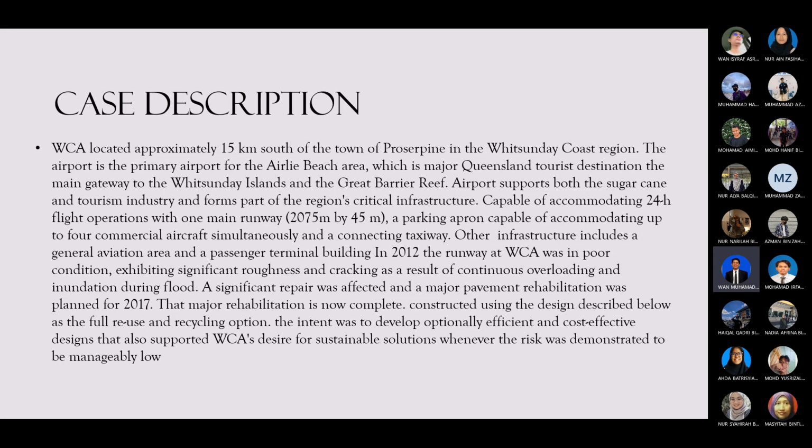A significant repair was effected and a major pavement rehabilitation was planned for 2017, and this is now complete. The construction used the design described below as the full reuse and recycling option. The intent was to develop an optimally efficient and cost-effective design that also supported WCA's desire for a sustainable solution whenever the risk was demonstrated to be manageably low.